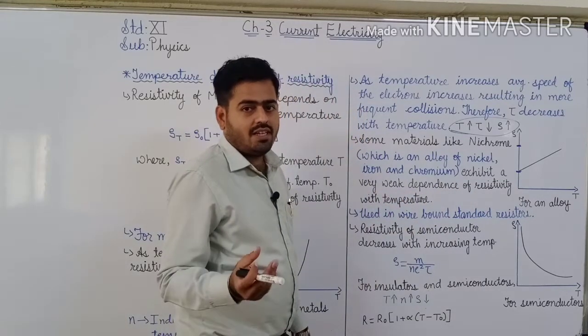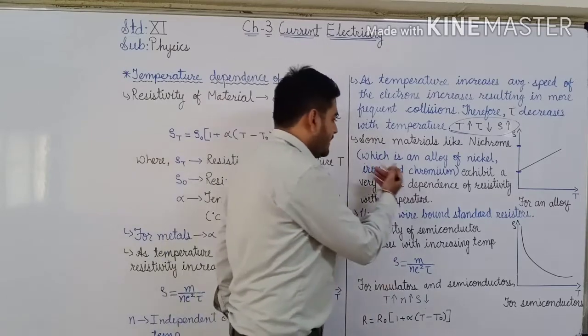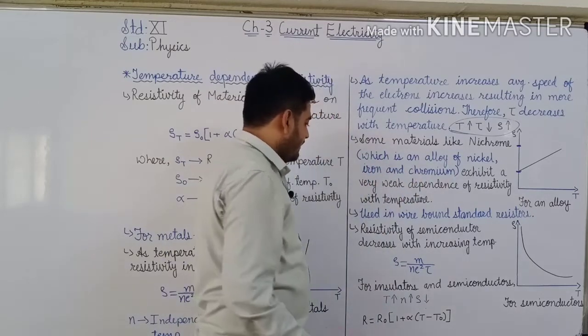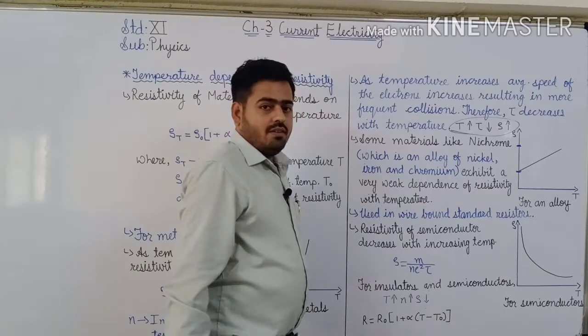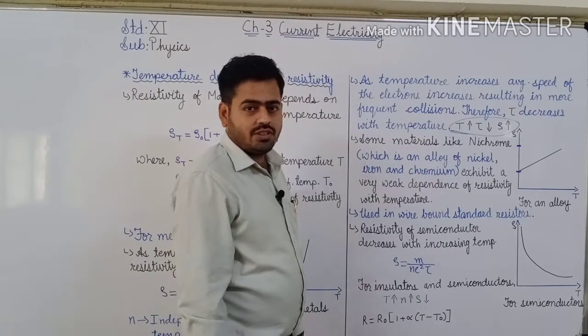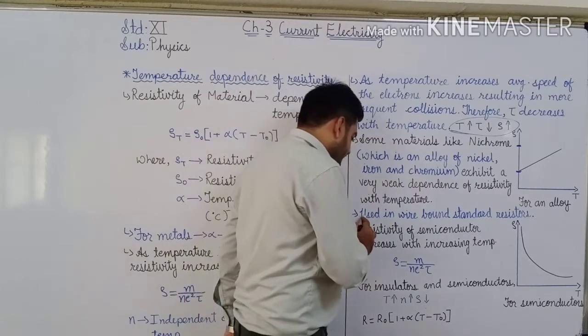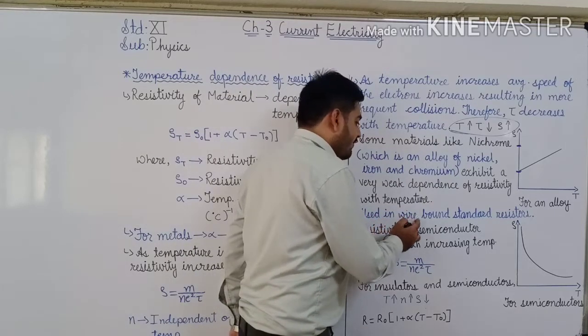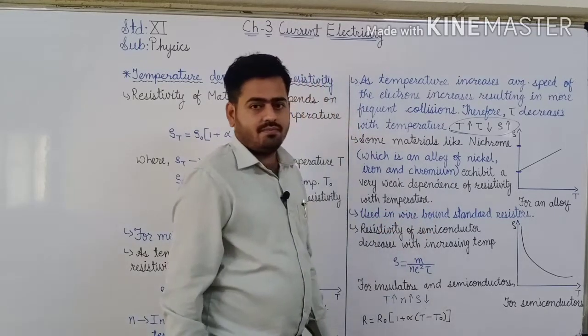So when we take a material like an alloy, that is a mixture of this type of materials, for that resistivity does not change with temperature, it remains constant. And this type of material is used in wire bound standard resistors.